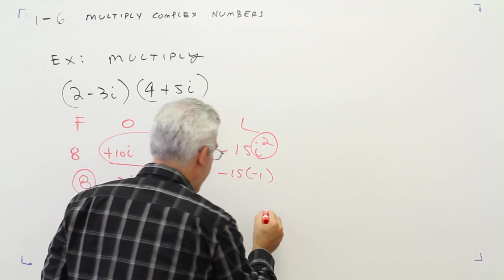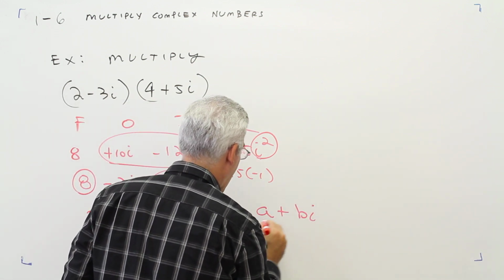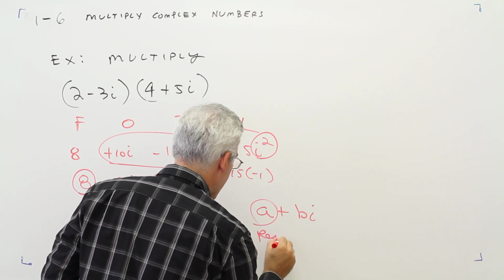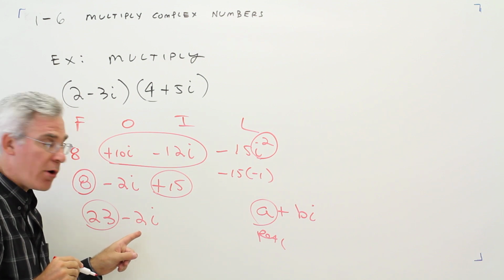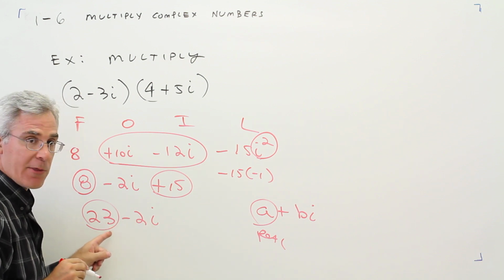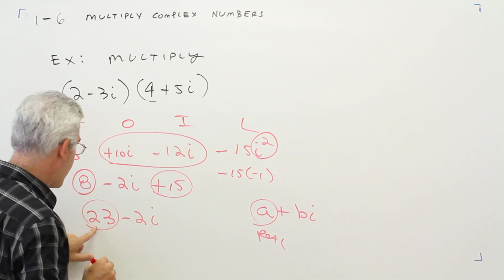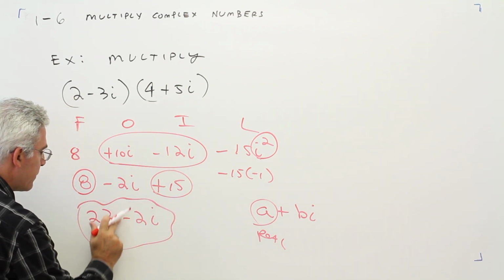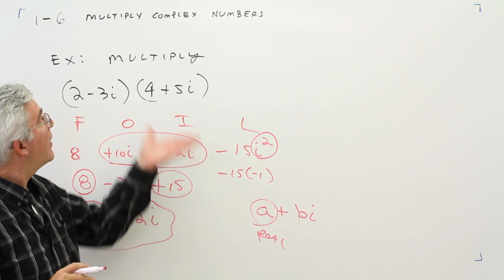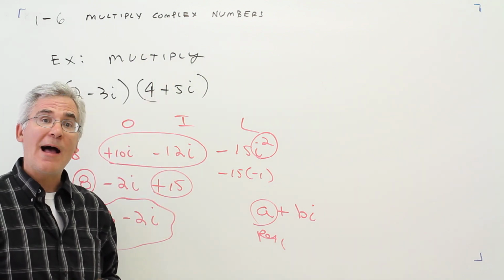Recall, complex numbers were in the form a plus bi. You always want to put the real part first. Don't ever report your answer as minus 2i plus 23. So 23 minus 2i, I will just leave my answer like that. And there you have it, how to multiply two complex numbers.